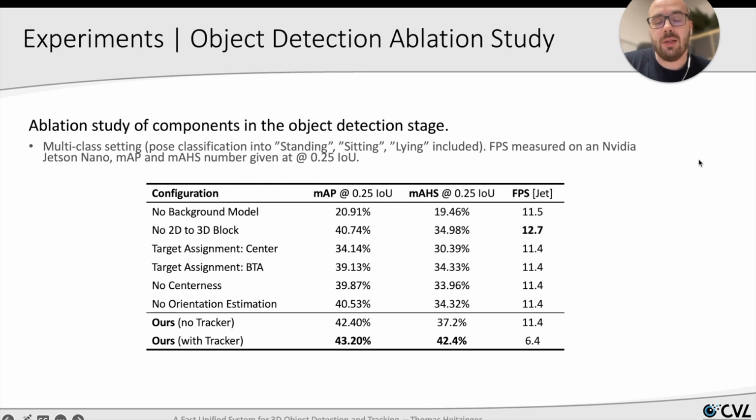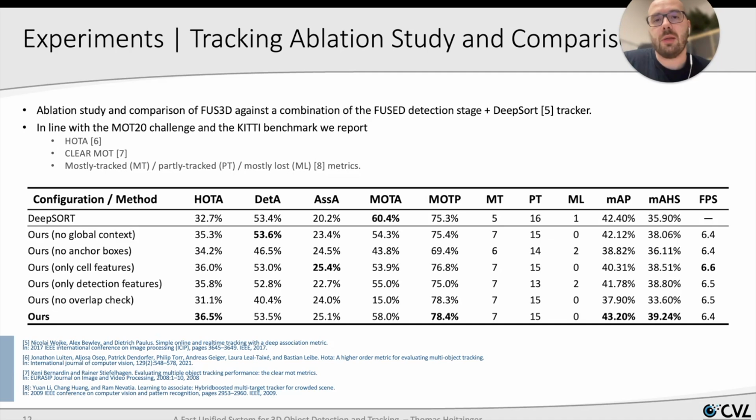detection metrics significantly improve. Here we take a look at the tracking ablation study and the tracking comparison against the state-of-the-art. The state-of-the-art is represented by the deep sort tracker, which has been combined with the FUSed detection stage. As we can see in the table, FUSed outperforms the others in most metrics.